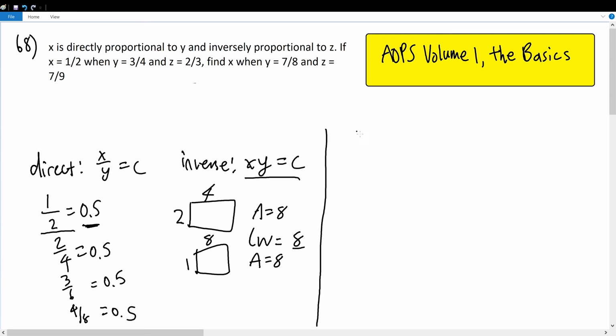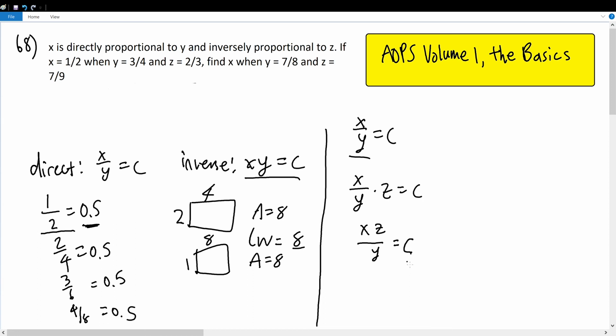We're told that x is directly proportional to y, hence x over y must give a certain constant. But we're also told that it is inversely proportional to z, meaning x over y times z is c. This is also the same thing as x times z over y, which is equal to c. So what can we do about this?